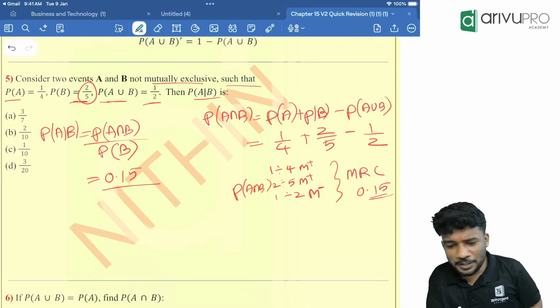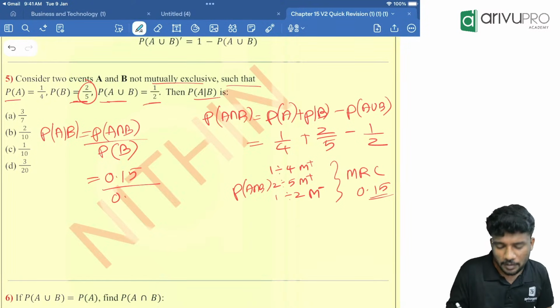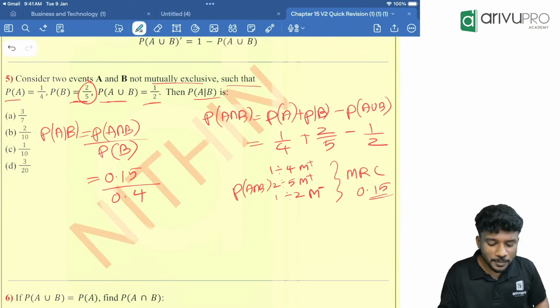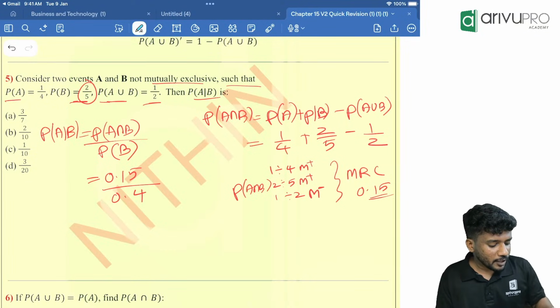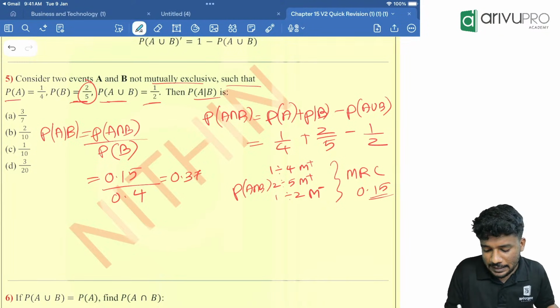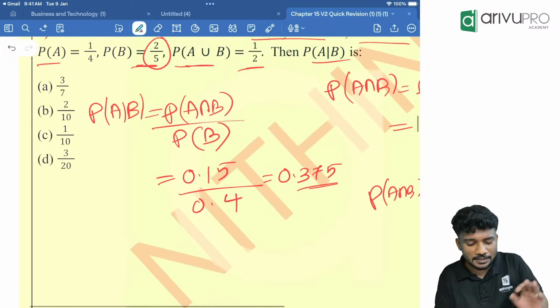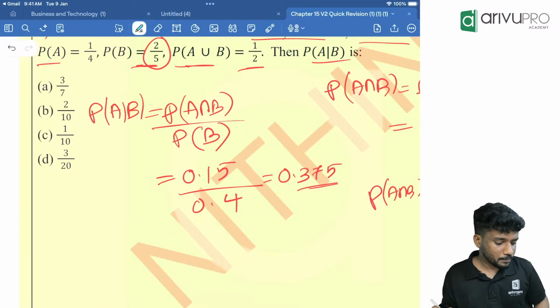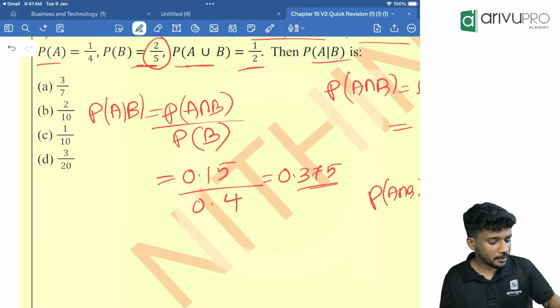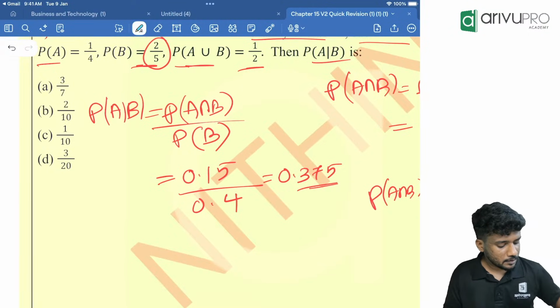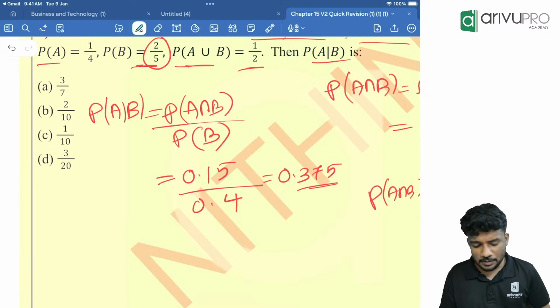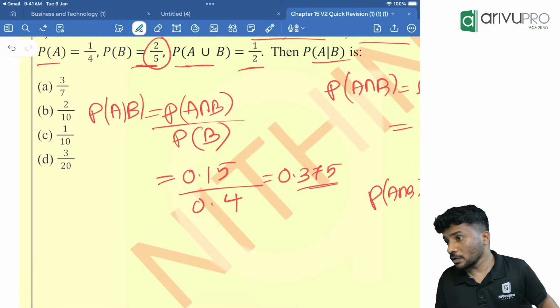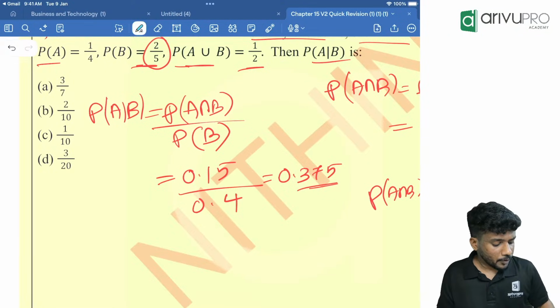Now 2 by 5 is how much, people? 0.4. Yes. So how much is the answer? 0.15 divided by 0.4, which is equal to 0.375. Which option is giving you 0.375? Just check and tell me. 3 divided by 7 is giving you how much? Which option is giving you the answer? Please tell me. So 0.15 divided by 0.4 is equal to 0.375.